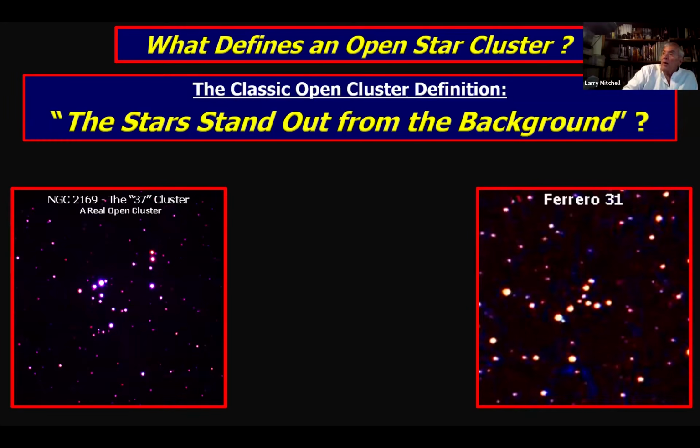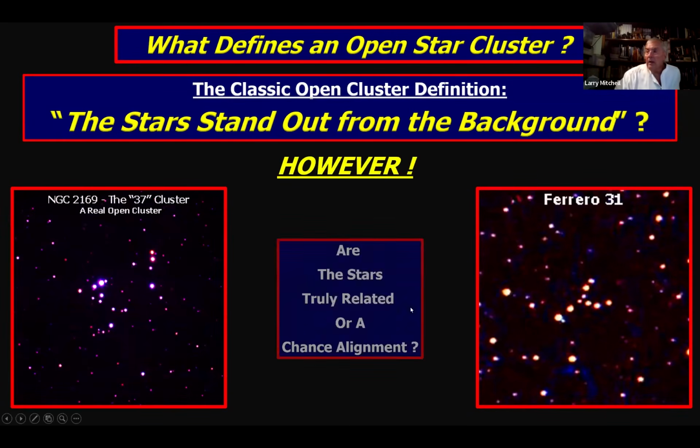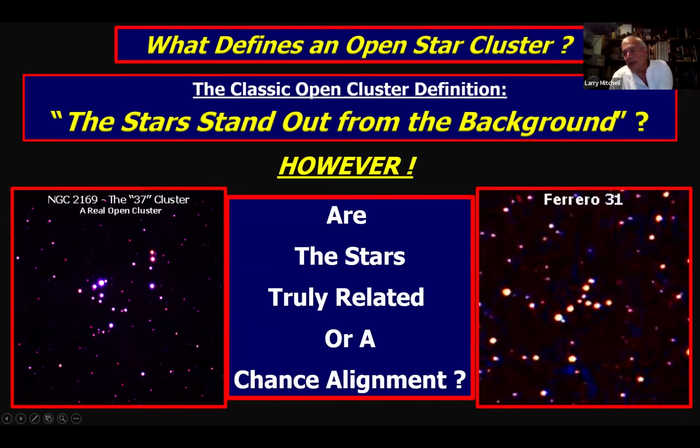So a big part of open clusters is the classic open cluster definition. The stars stand out from the background. Those of you that have looked at some of these open clusters, not all of them do stand out from the background, but the ones that do are pretty spectacular. However, are the stars truly related, or are they a chance alignment? Here we have Ferraro 31. This is a beautiful Y-shaped cluster, and it is an asterism.